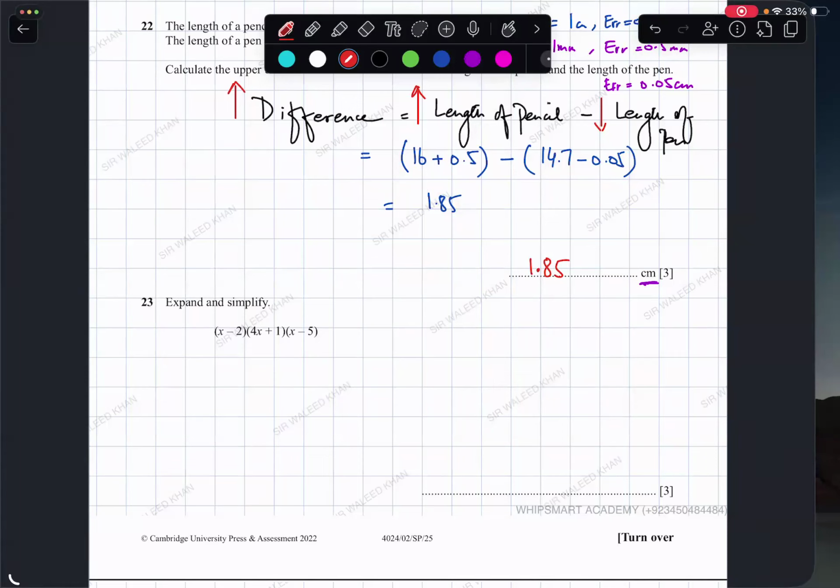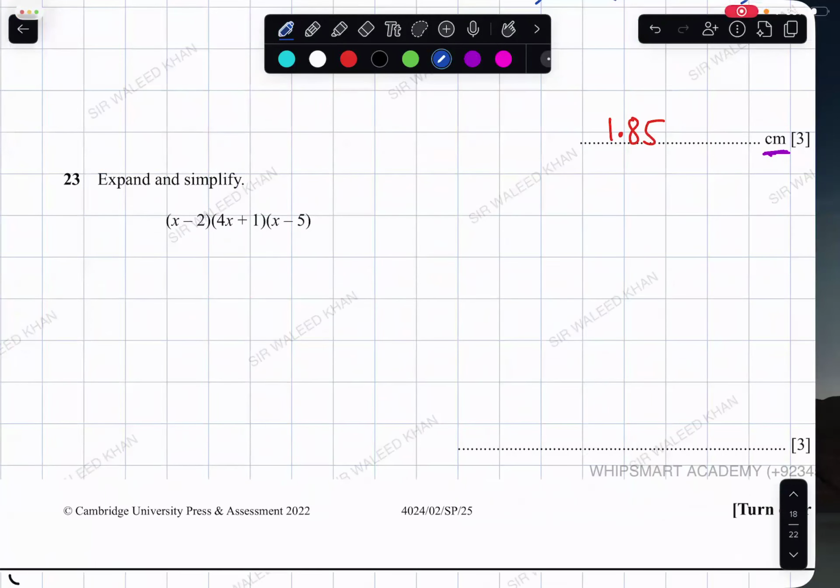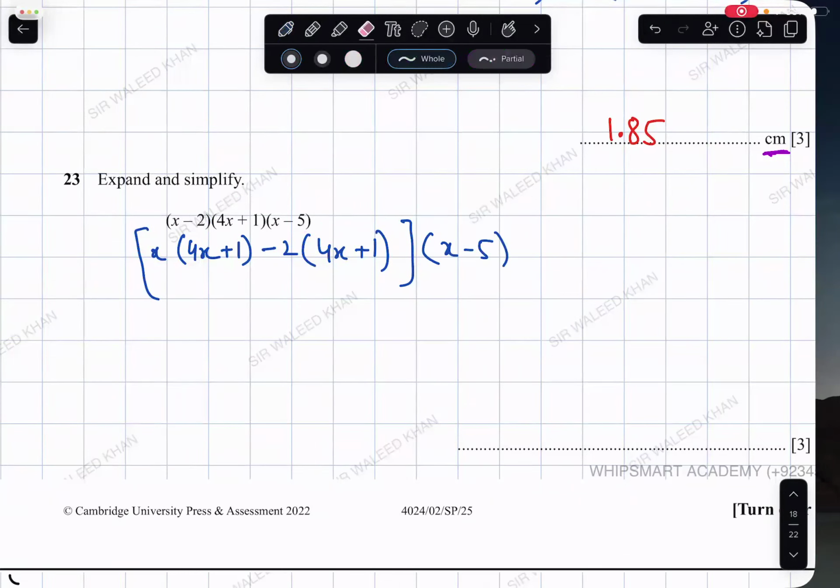Okay, expand and simplify. This over here. So we have x, first expand the two brackets, and then you can multiply it with the third one. So we have x times 4x plus 1 and minus 2 times 4x plus 1. And keep the other one outside, x minus 1. Or you can do these two and then x minus 2, your choice. So this should be 4x squared plus x minus 8x minus 2.